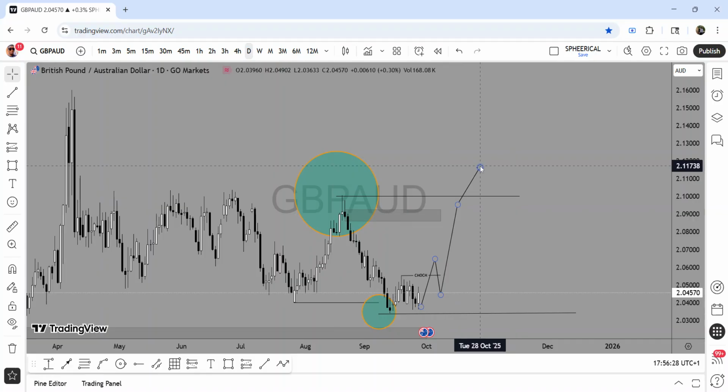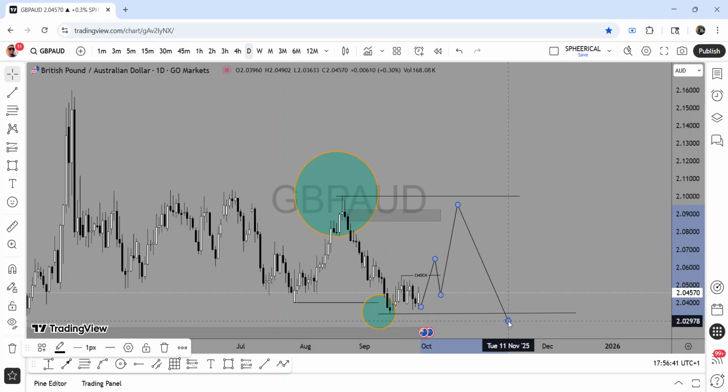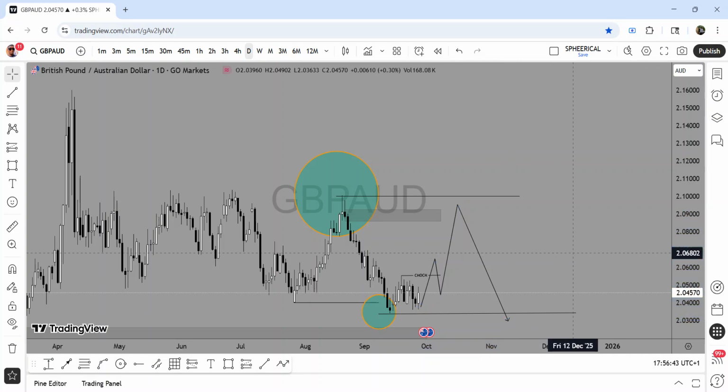Whenever it reaches here, what we see here again is another reversal pattern. Then the market will what? Continue going down to this demand zone we have, to this fair value gap we have in 1 week, which is our 1 month order block.